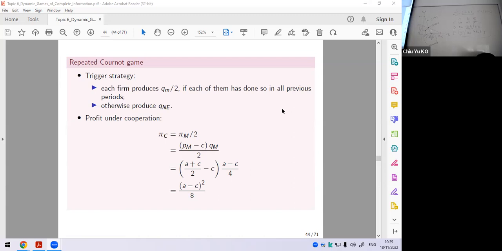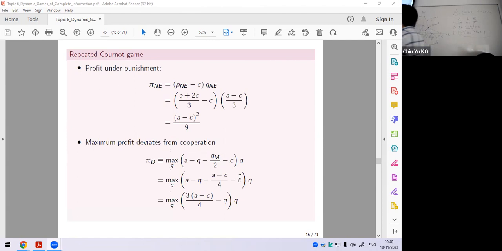First, you calculate under this outcome what the payoff is, the payoff along the equilibrium path. If everyone is following this strategy, then they earn half of their monopoly profit, because they act as if monopoly. I don't need to go through this algebra one by one. The next is to look at the profit under punishment, which is Nash equilibrium, which is A minus C over 9, which is this one.